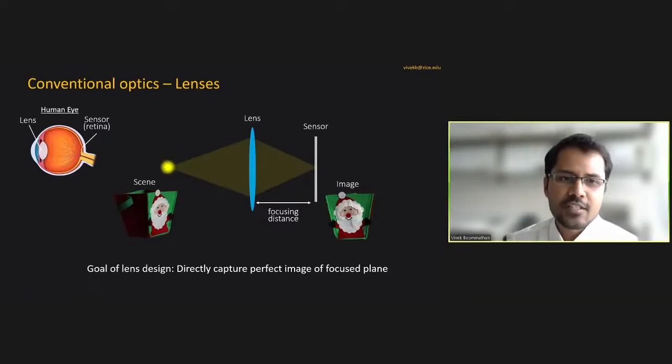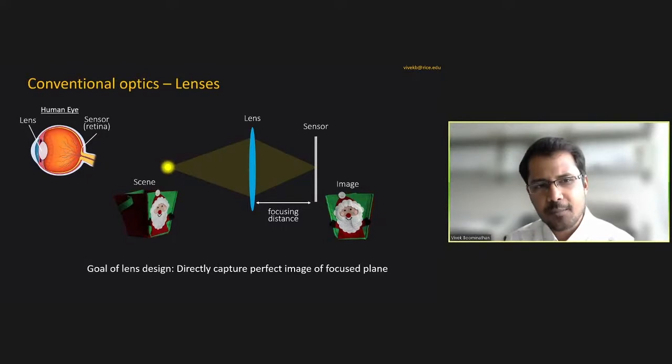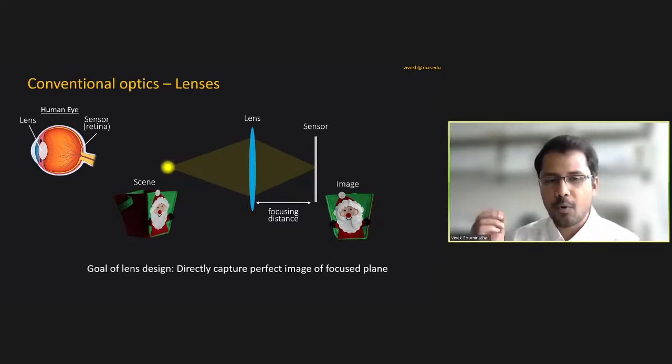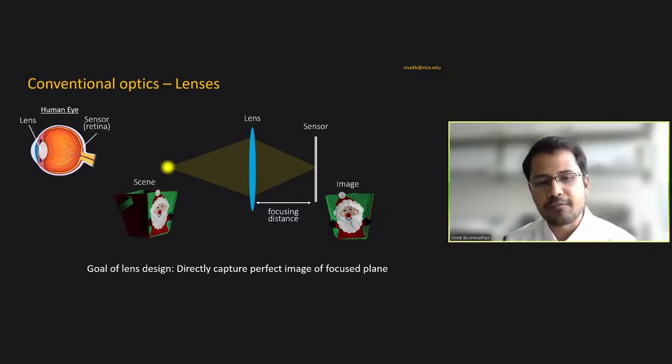Let's start with the conventional optics that's used in your cameras and every camera in general. That is lenses. The one element we are going to try to replace in this talk. So conventional optics, which is lenses, try to focus one point in the scene to a point in the sensor. In essence, the goal of lens design is to directly capture a perfect image of the focus plane without any need of additional processing.